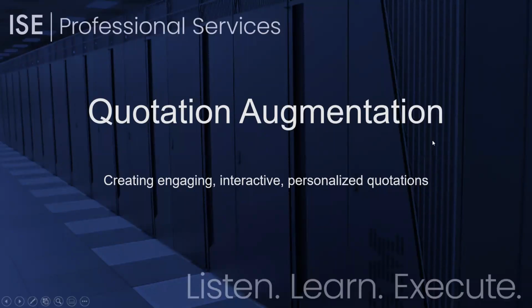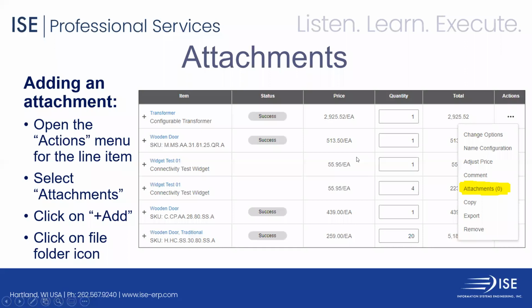Okay, we want to talk about quotation augmentation, and we're definitely on the home stretch here. This is going to talk about the documentation and whatnot. I showed you that attachment. I attached that image to my configured door. Really, really simple. You just go to the actions menu for the line item, click on attachments. I remember I clicked on add, and then you tell it exactly where that image is located, and then you're good to go.